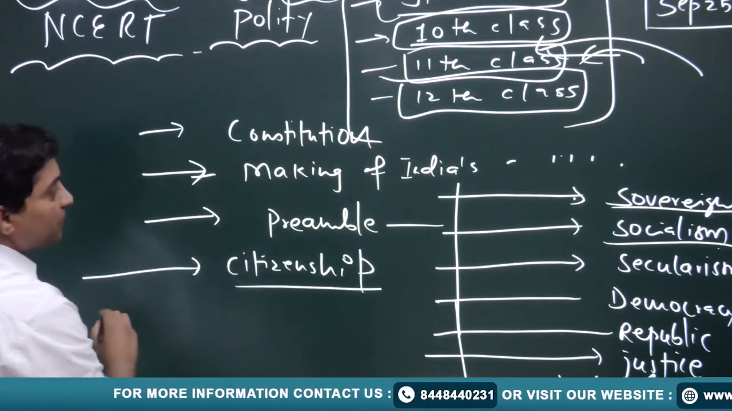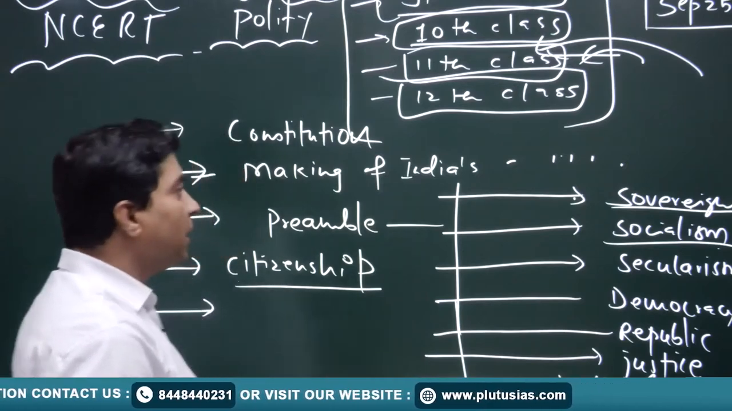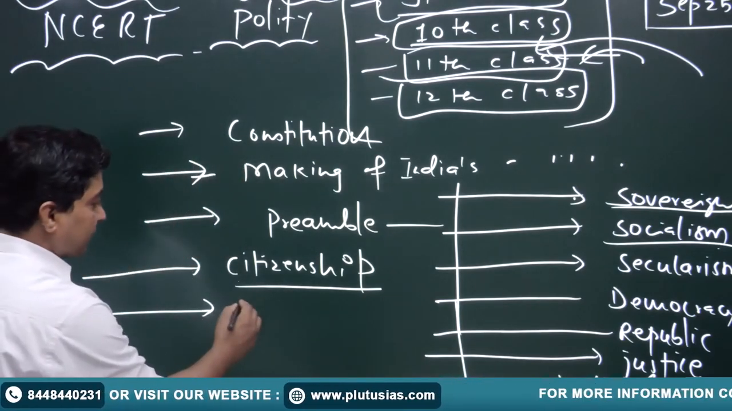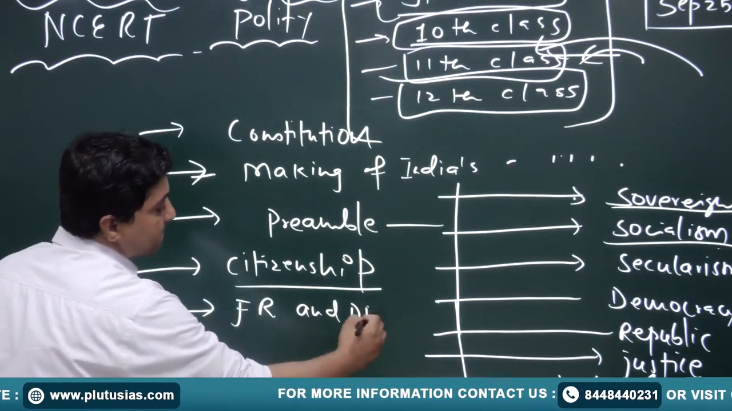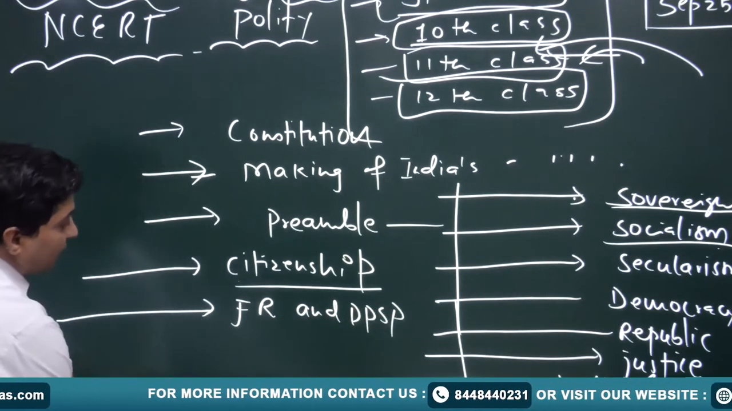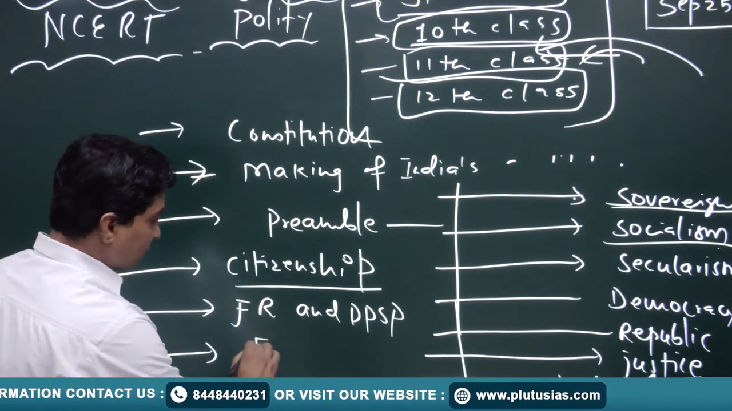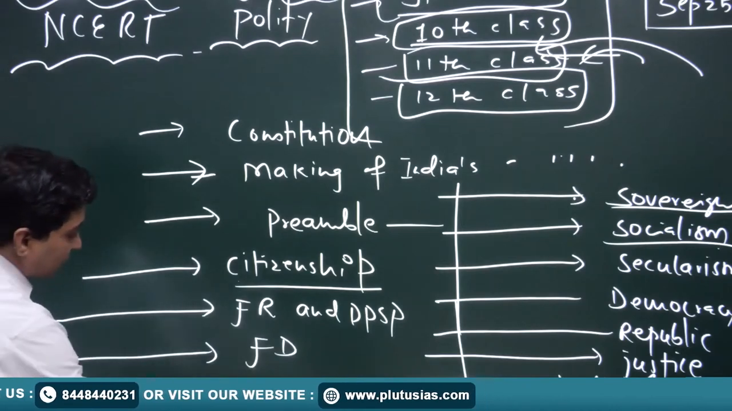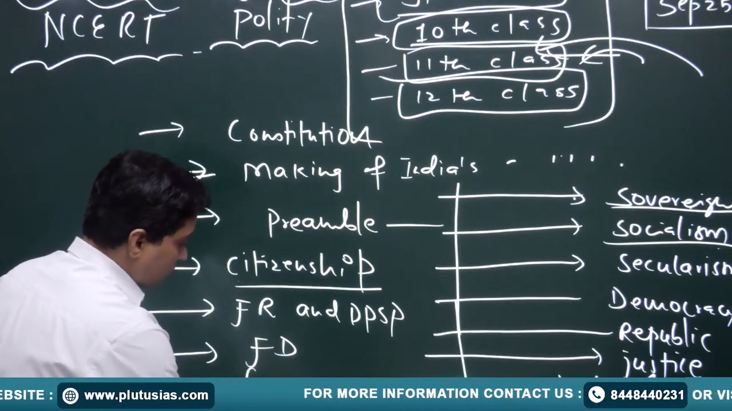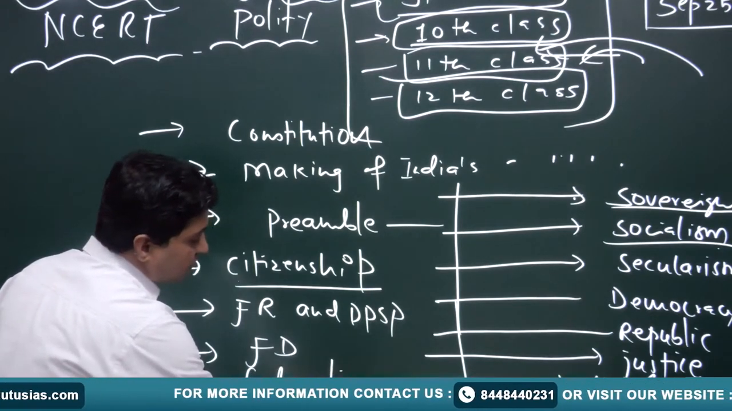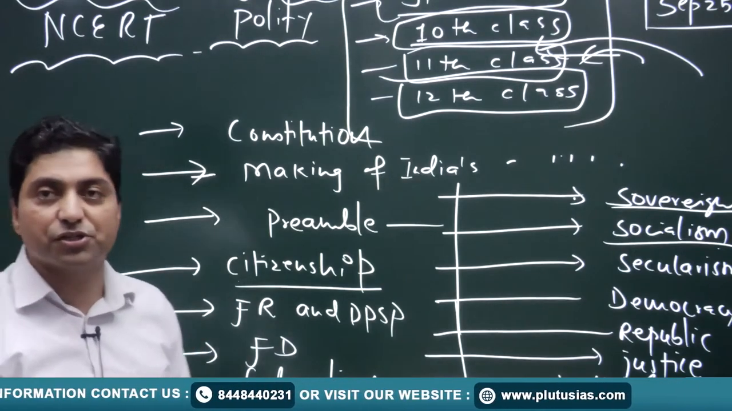Citizenship. And then after the discussion over citizenship, I'll take up fundamental rights and DPSP. And then after fundamental rights and DPSP, I'll talk about fundamental duty. After fundamental duty, I'll come to federalism, and in federalism, I'll talk about the various dimensions of federalism.